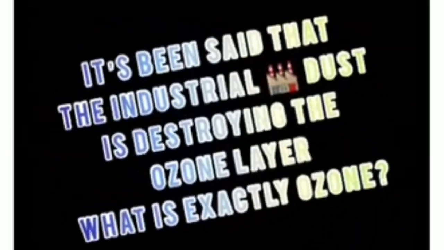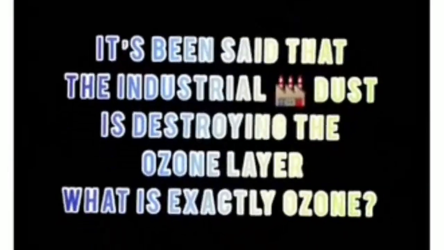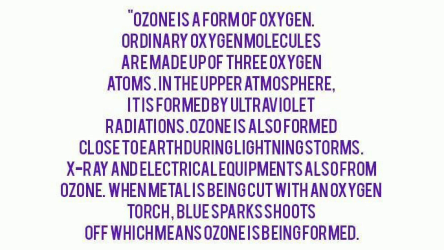What is ozone? It's been said that the industrial dust is destroying the ozone layer. What exactly is ozone? Ozone is a form of oxygen. Ordinary oxygen molecules are made up of 2 oxygen atoms, while ozone is made up of 3 oxygen atoms. In the upper atmosphere, it is formed by ultraviolet radiations.